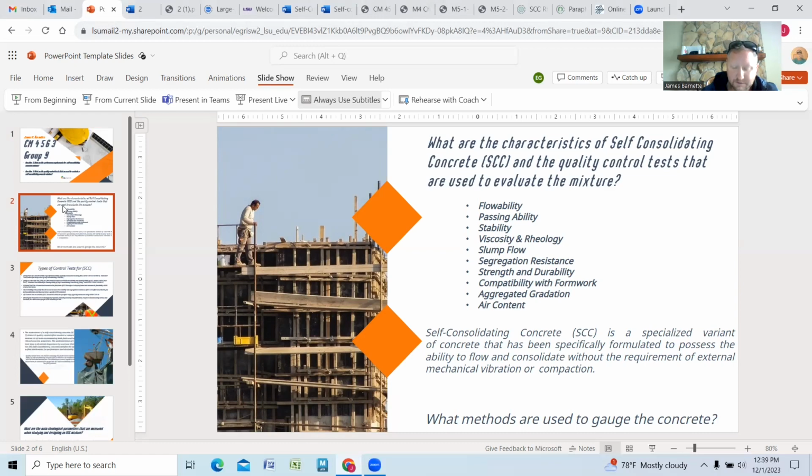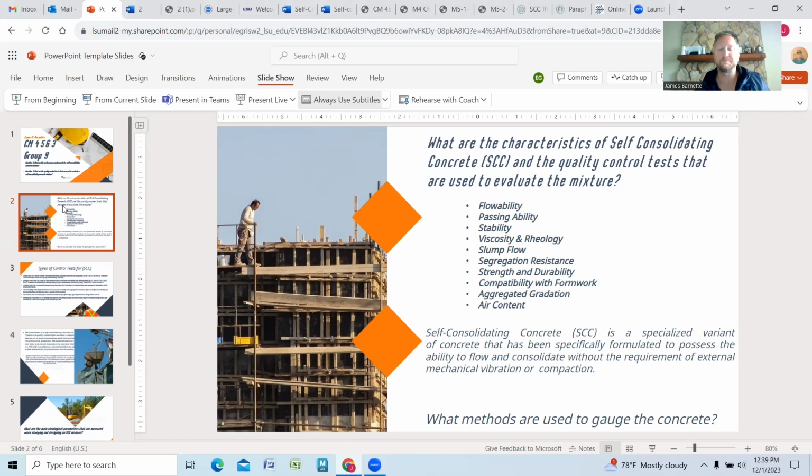Segregation resistance. Self-consolidating concrete ought to exhibit resistance to segregation, as this phenomenon might result in an uneven distribution of aggregate within the concrete mixture, characterized by an excessive concentration of aggregate in certain regions and a deficiency of aggregate in others. The assessment of segregation can be conducted by eye observation as well as through the administration of several tests.